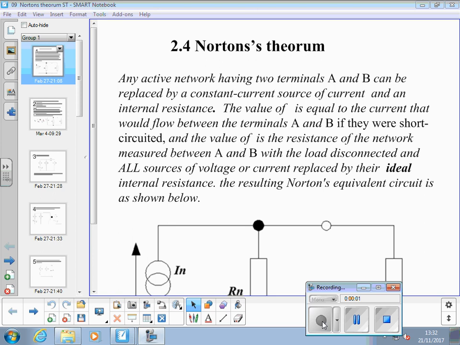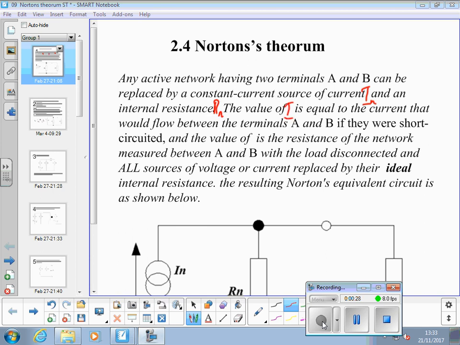Third and final circuit analysis theorem, Norton's theorem. Norton's theorem says any active network having two terminals A and B can be replaced by a constant current source of current IN. Let's revisit these notes. And an internal resistance Rn.